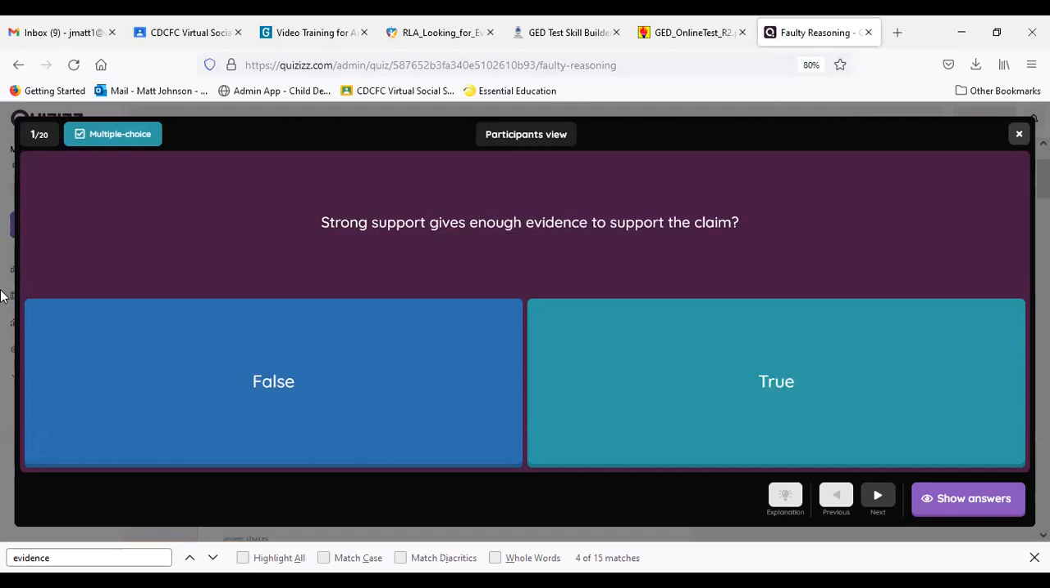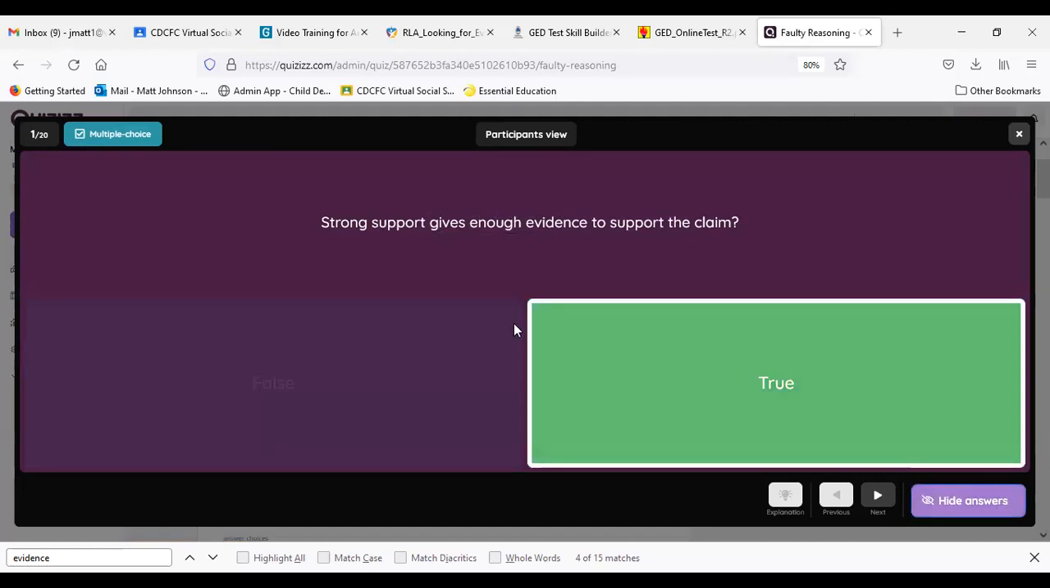Strong support gives enough evidence to support the claim. True. Let's see. I think I know what they're going with here. Yeah. So strong support gives enough evidence to support the claim. Okay. Let's keep going.